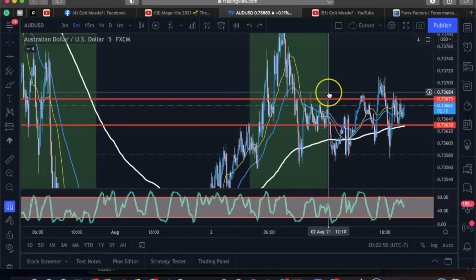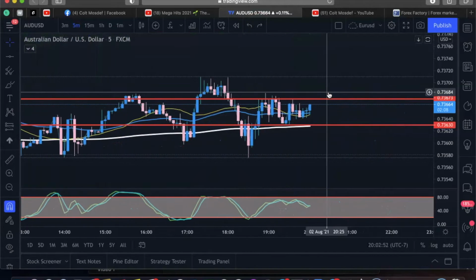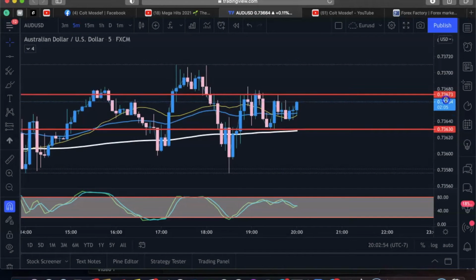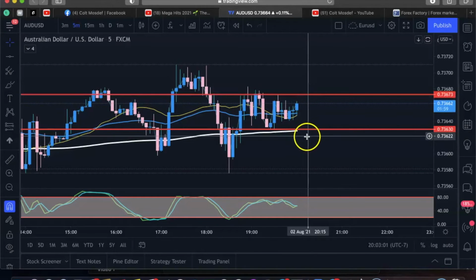Oops, didn't mean to do that. So we can see that we're in an uptrend. When the news comes out, it's either going to shoot up and activate our buy stop, or it's going to shoot down and activate our sell stop.